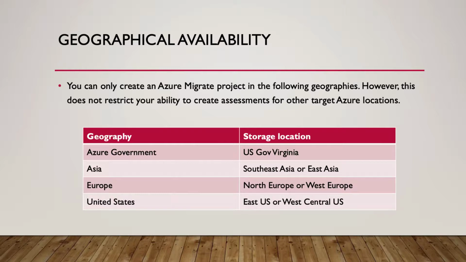If you are in Asia, then your storage will be Southeast Asia or East Asia. If you are in Europe, then your storage location will be North Europe or West Europe. And finally, if you are in beloved United States of America, your storage location is East US or West Central US.